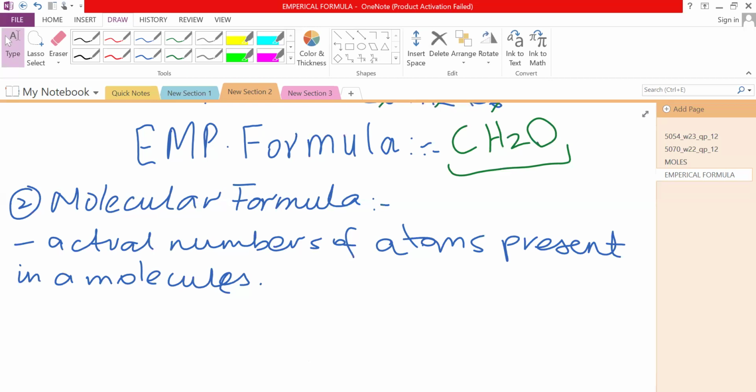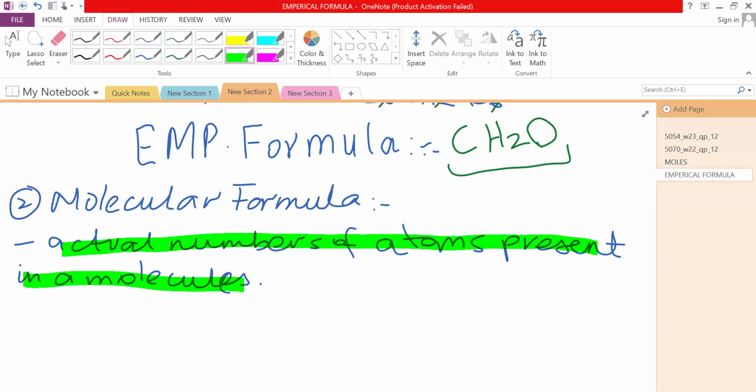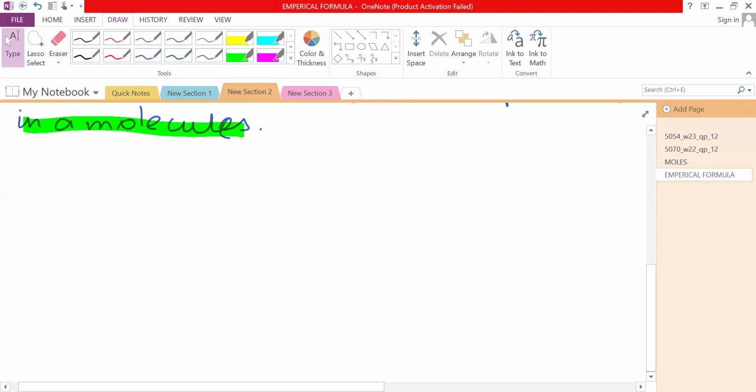Okay, molecular formula. Molecular formula gives the actual number of the elements present in a molecule. The actual number of atoms present in a molecule is the molecular formula. Let's have a look at a few examples.